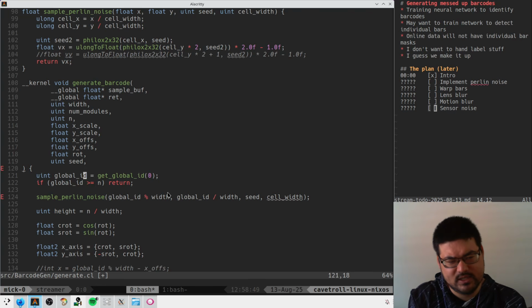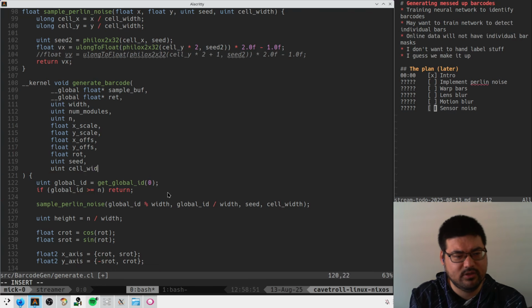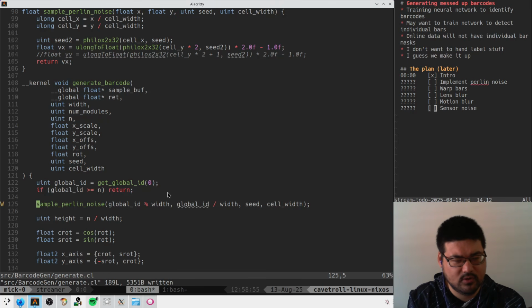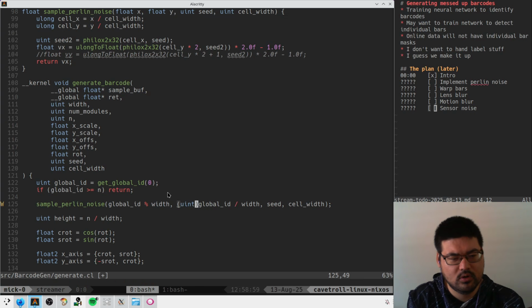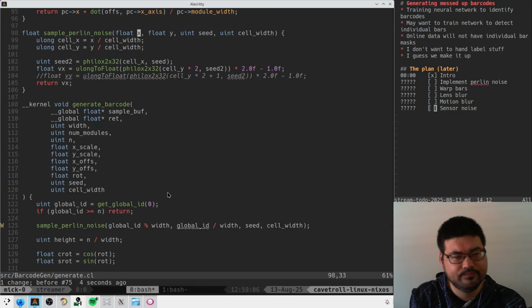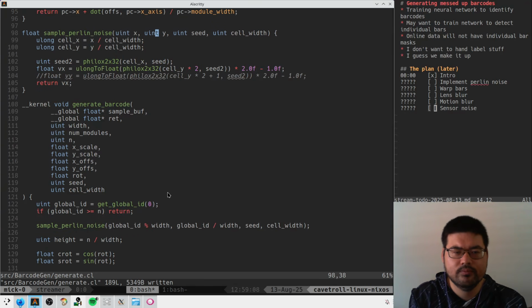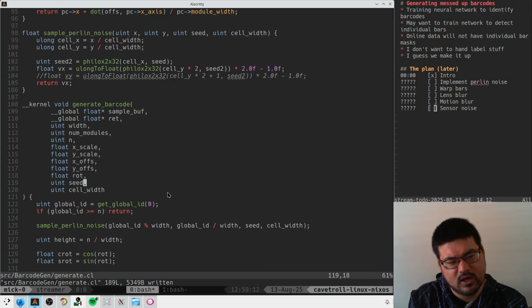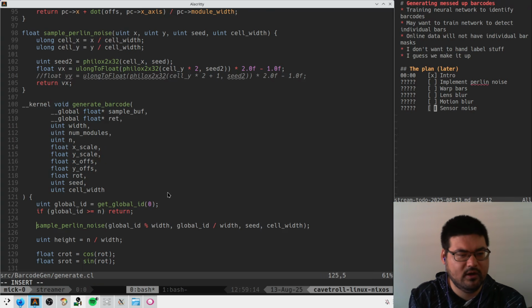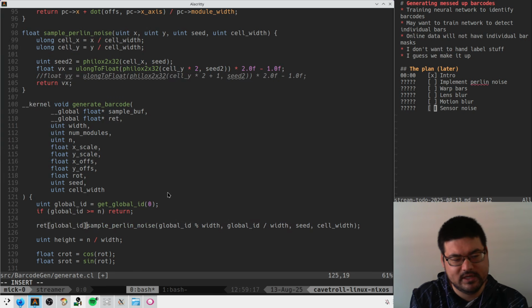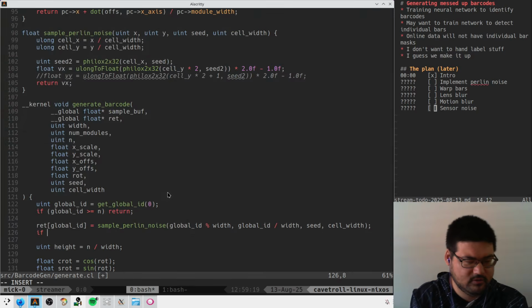It's uint seed and uint cell width. Okay. And then can we say, yeah, I guess these guys should be uints here, huh? Not floats. Probably. Maybe ulongs? And then we just say ret at global ID is equal to this, and then return.